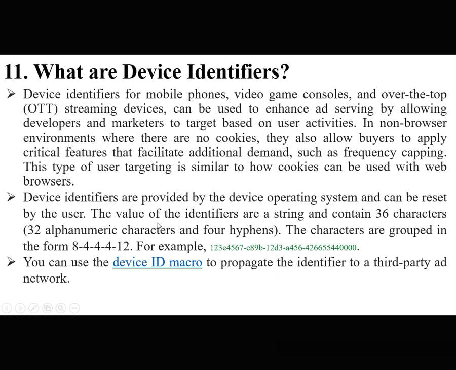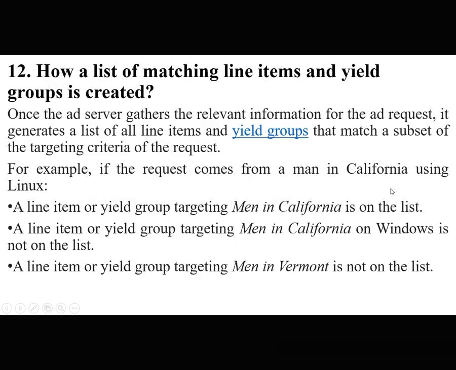Device identifiers are provided by the device operating system and can be reset by the user. The value of the identifier is a string and contains 36 characters: 32 alphanumeric characters and 4 hyphens. The characters are grouped in the form 8, 4, 4, 4, 12. You can use the device ID macro to propagate the identifier to a third-party ad network.